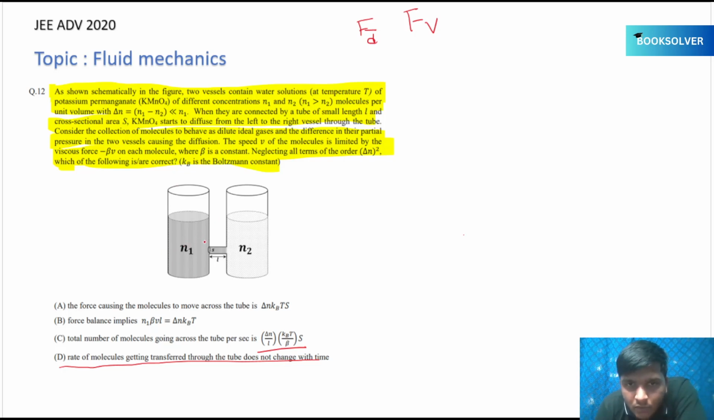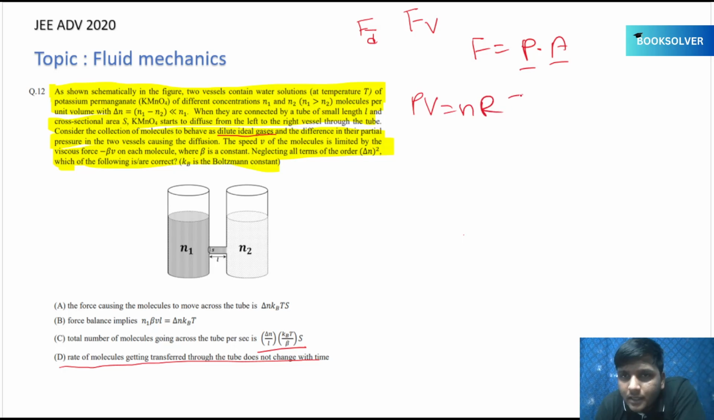As we know, the driving force is nothing but pressure times the area. As it is given that we can consider them as dilute ideal gases, we can write the equation PV equal to nRT, where n is the number of moles, V is the volume, P is the pressure, R is the gas constant and T is the temperature here.